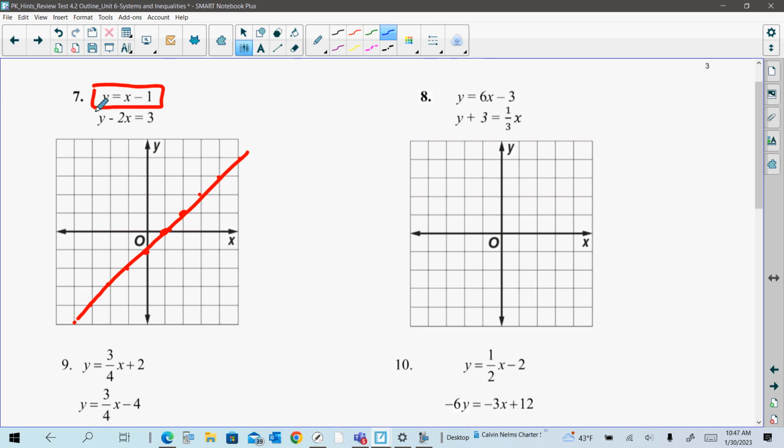But here, our second equation is not in slope-intercept form. You would have to add 2x on both sides and get y equals 2x plus 3. So that is the equation of the line we're graphing. On this, you would have to start at 3 on the y-axis. A slope of 2 means up 2 to the right 1, or down 2 to the left 1. And eventually it will cross right down here at the very bottom.